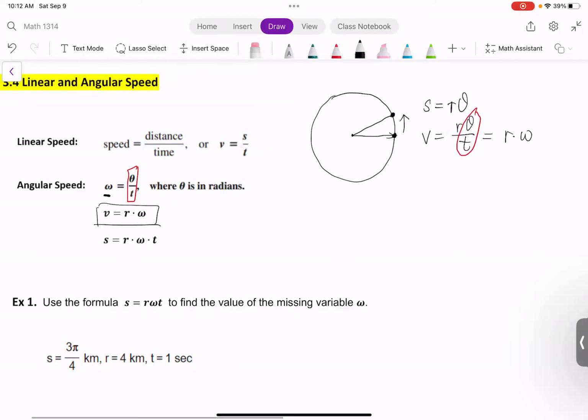And go back to the distance. S equals v times t. The v I have found equals r times omega. So r times omega, then multiplied by t. So s equals r omega t. We relate the angular speed and the linear speed, also the linear distance and the angular speed, omega. Let's see the first example.